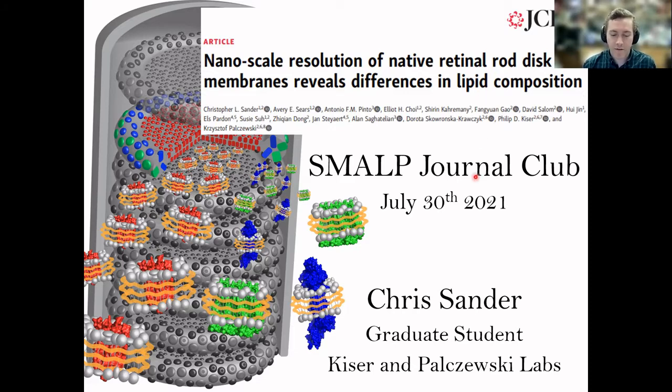Let me first begin by describing the impetus for this work, though. We study proteins in our labs involved in the process of vision, which includes many membrane proteins, making it very important to learn about the SMALP technology.